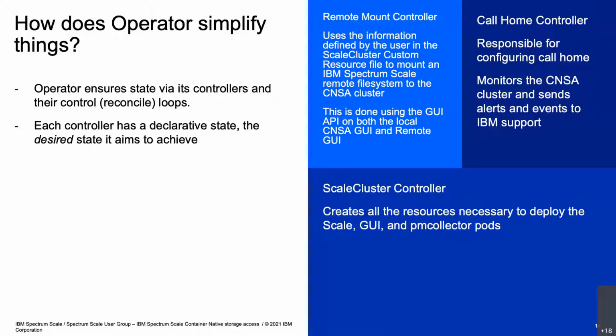The call home controller is responsible for configuring call home. It monitors the CNSA cluster and sends alerts and events to IBM support, just like it does for classic Spectrum Scale today. It's just a different controller, so it always monitors. The controllers always have that reconcile loop that just wants to make sure that the state is good. And that's how it simplifies things for the end user, because you don't have someone who always has to go back, but instead you rely on the controllers to keep that state copacetic.